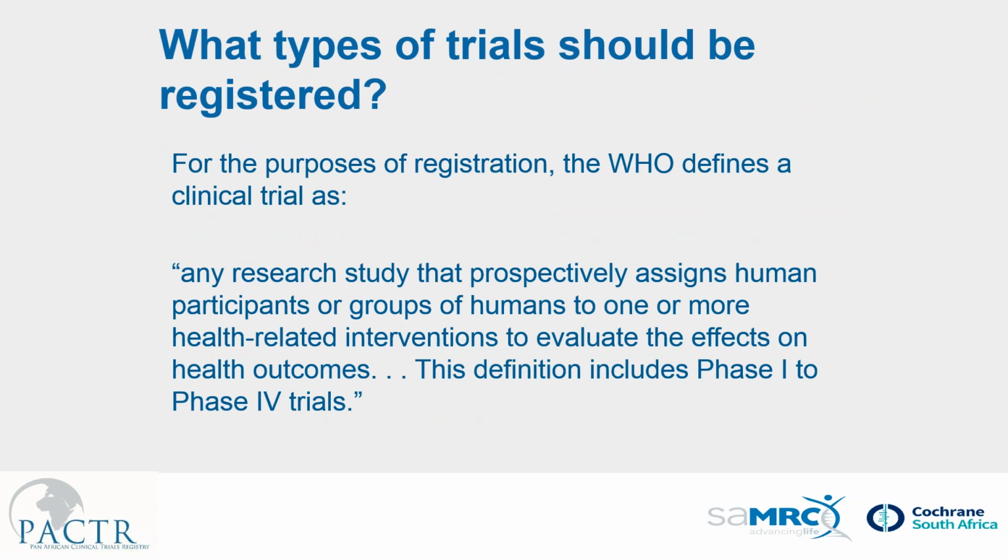So what type of trials do we need to register? As WHO defines a clinical trial, it is any research study that prospectively assigns human participants or groups of humans to one or more health-related interventions to evaluate the effects on health outcomes. This definition includes phase 1 to phase 4 trials, and interventions are not limited to or restricted to drugs, cells, and other biological products. It also includes surgical procedures, radiological procedures, devices, behavioral treatments, process of care changes, as well as preventative care in patients.